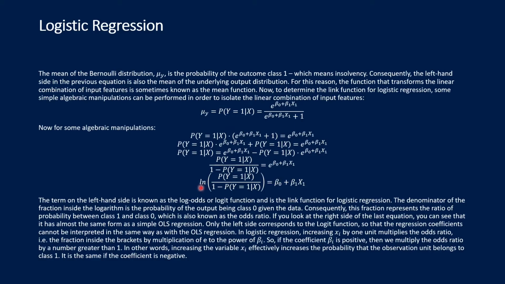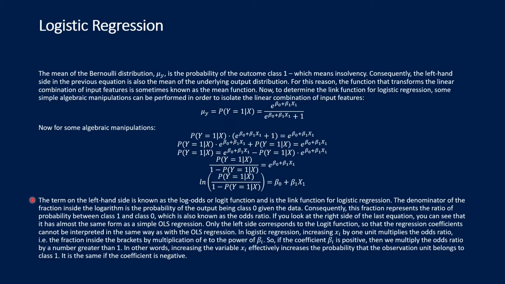And the natural logarithm of the chance, that is called the logit. And that's where the name comes from. So this is the link function of logistic regression. It is called the logit. And this part of the formula is also called the logit. That's why we also speak of a logit regression. The term on the left-hand side is known as the log odds or logit function and is the link function for logistic regression.